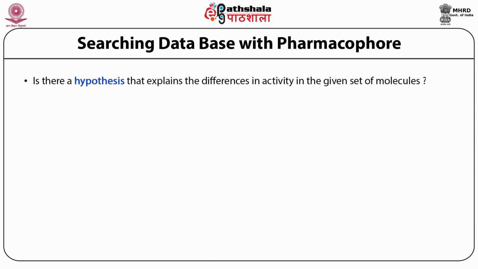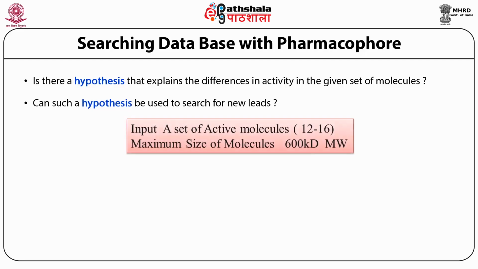The question is, is there a hypothesis that explains the difference in activity in the given set of molecules? What it means is that if I have a set of compounds in my database, will my pharmacophore, which is a hypothesis built, distinguish between the active compounds and inactive compounds? Also, if I have such a pharmacophore, can I use it for new lead searching? Certainly, yes. The reason is we may have an already known active molecular set, which I have shown you in my previous module, and the compound sizes can be decided in advance.